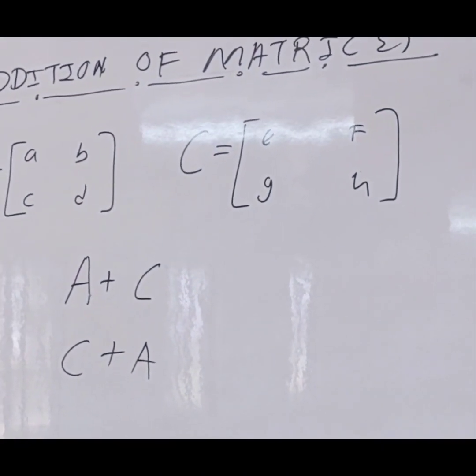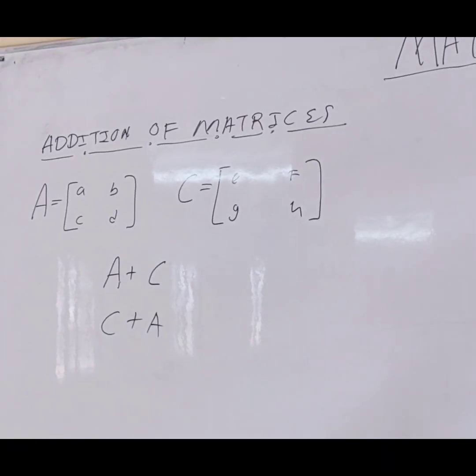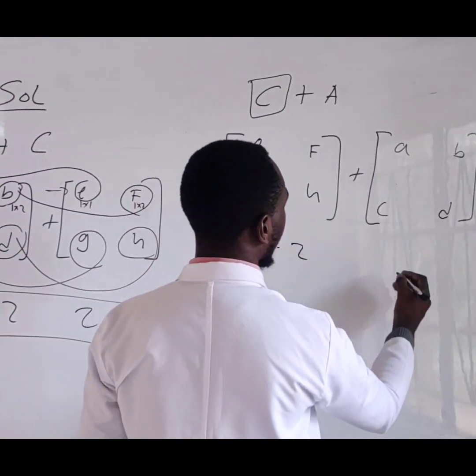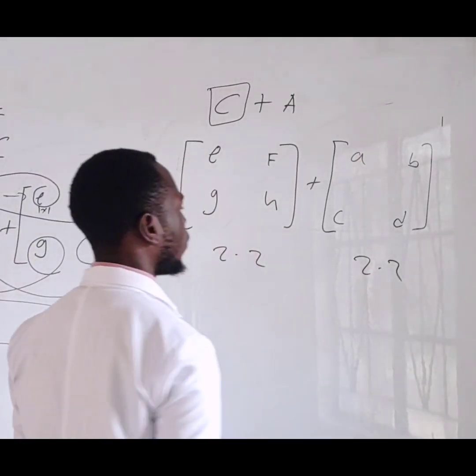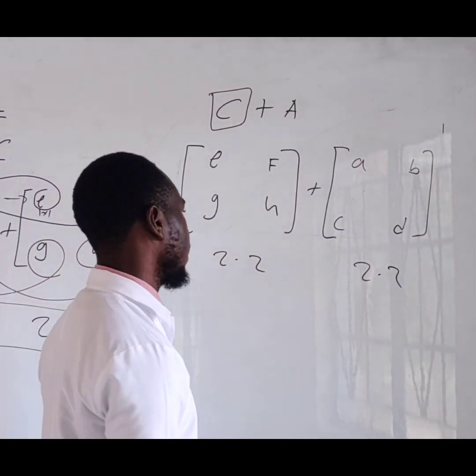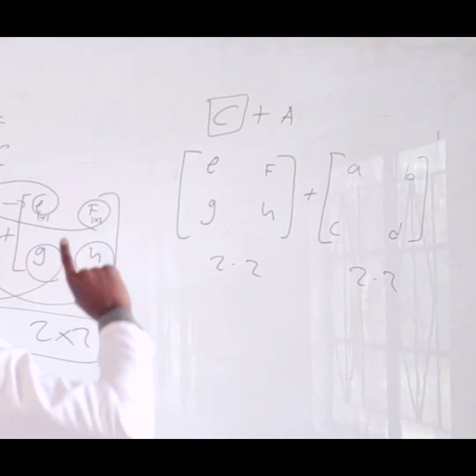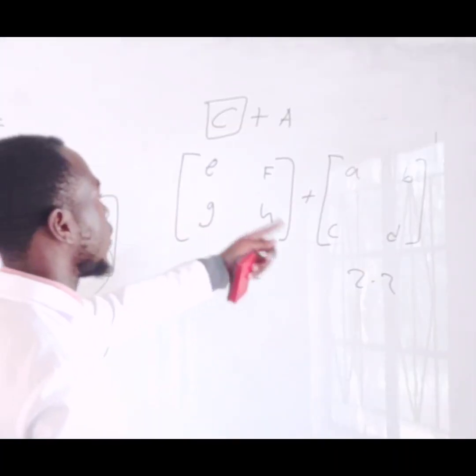Okay. You have C, D. You are going to have something like this. What is the order of matrix C? It is 2 by 2. What is the order of this one? 2 by 2. This one and this one, they are the same order. Simply means you can add these two matrices. And the answer you are going to get is going to have the same order as these two matrices.